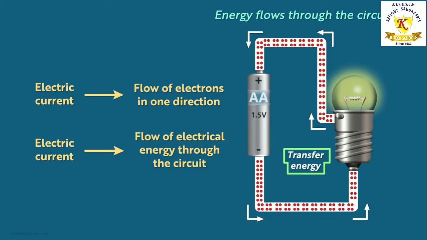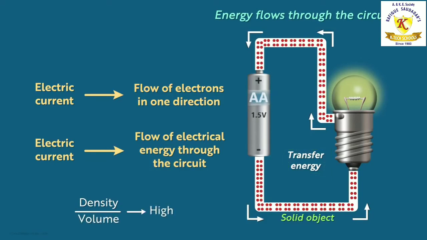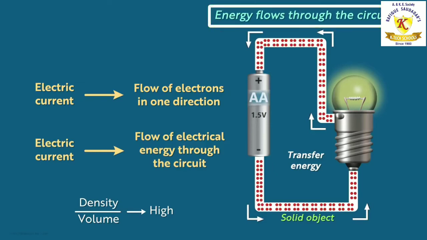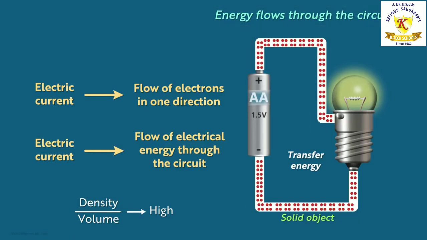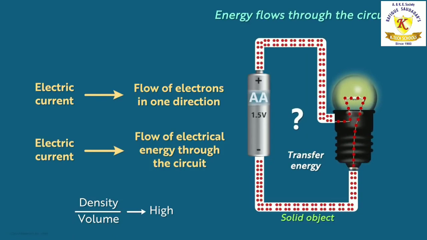This is because the wire is a solid object and the density of atoms per unit volume is very high. Hence, there is no space available for electrons to travel all the way through. So it is this electrical energy that travels through the circuit. But how does the energy flow through the bulb?